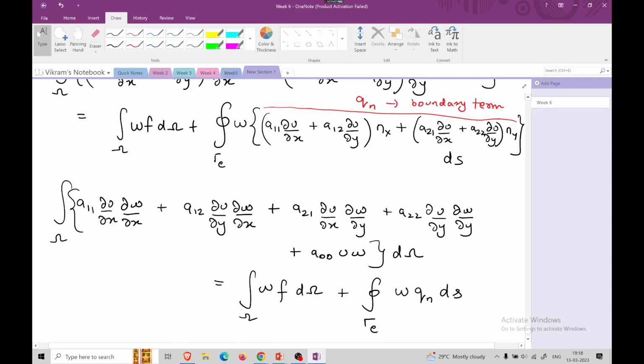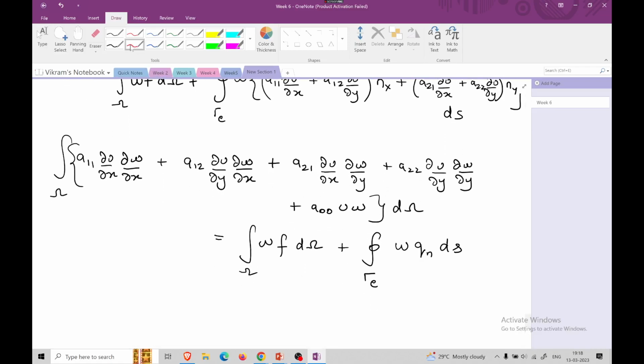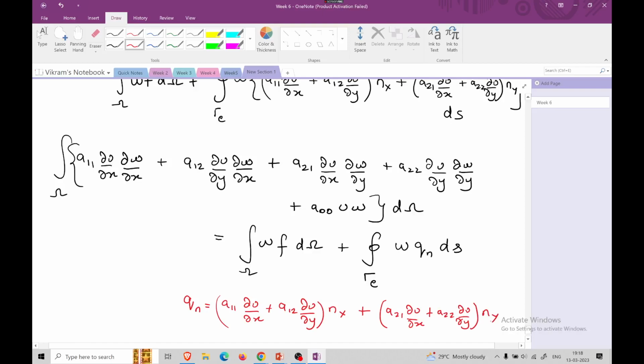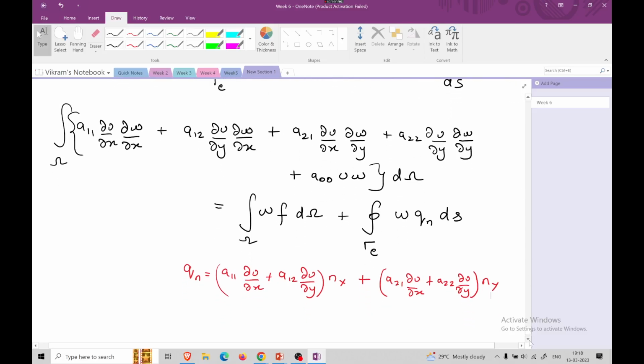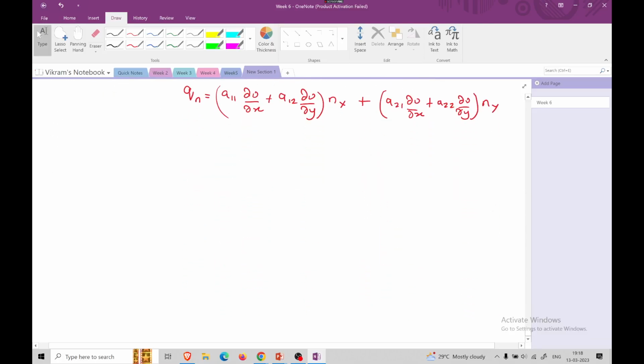So Qn is nothing but this full term, I have simplified it. So again I will write it for the sake of simplicity once again. Qn is equal to a11 dou u by dou x plus a12 dou u by dou y into nx plus a21 dou u by dou x plus a22 dou u by dou y into ny. So this is the thing, Qn.